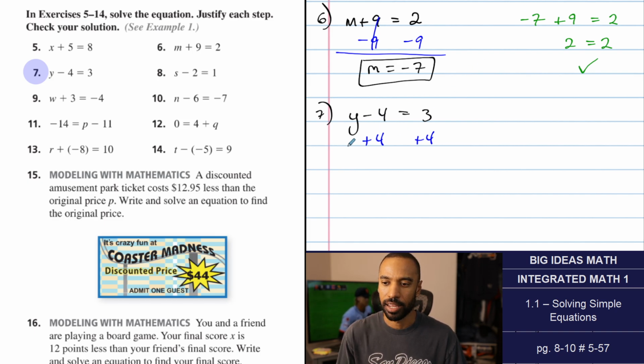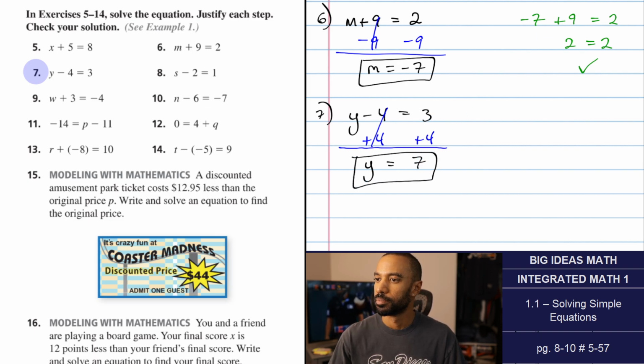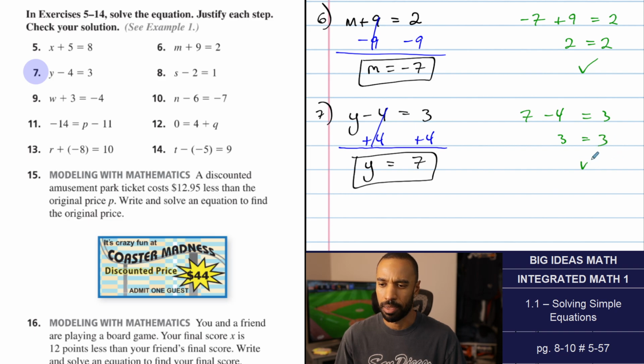Now, why am I adding 4 to both sides here? Because 4 is being subtracted from y, therefore to become 0, use the inverse operation of addition, and we got that. 3 plus 4 is 7, therefore y is 7. Let's double check that. 7 minus 4, does it equal 3? Well, 7 minus 4 is 3. Does 3 equal 3? I do believe so.